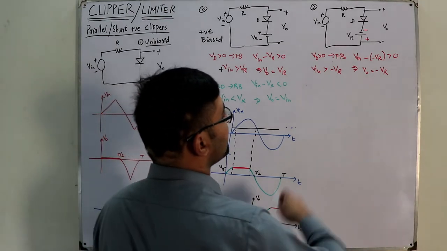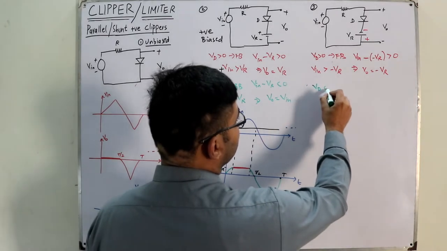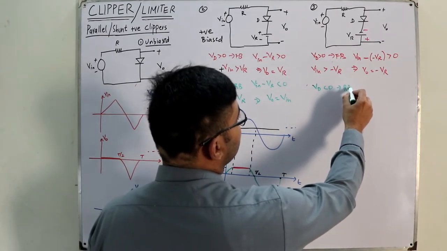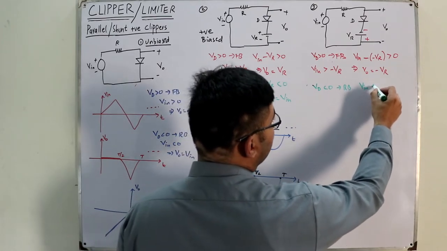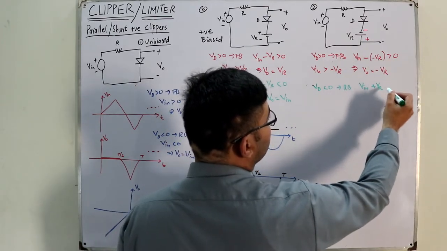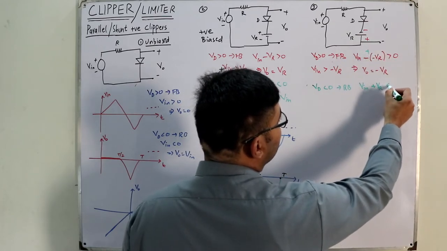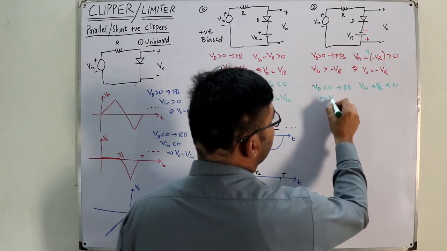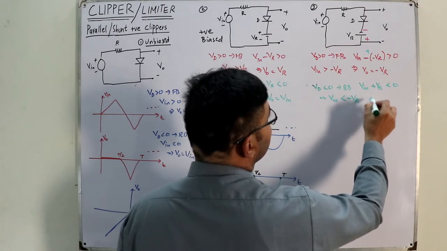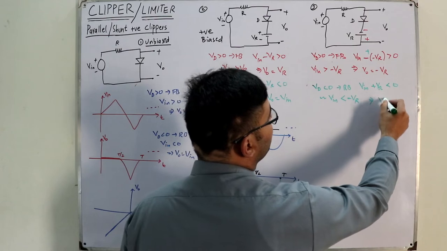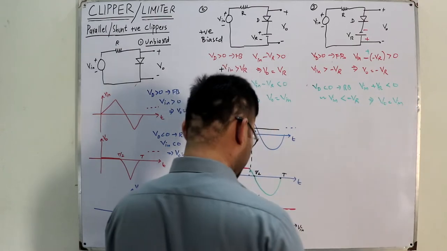Next, to make it reverse biased, the voltage should be less than zero. If the voltage is less than zero, this means the input voltage plus the reference voltage, minus minus plus, should be less than zero, or the input voltage should be less than minus of VR. So this would imply that this is an open circuit. So the output would directly be equal to the input.